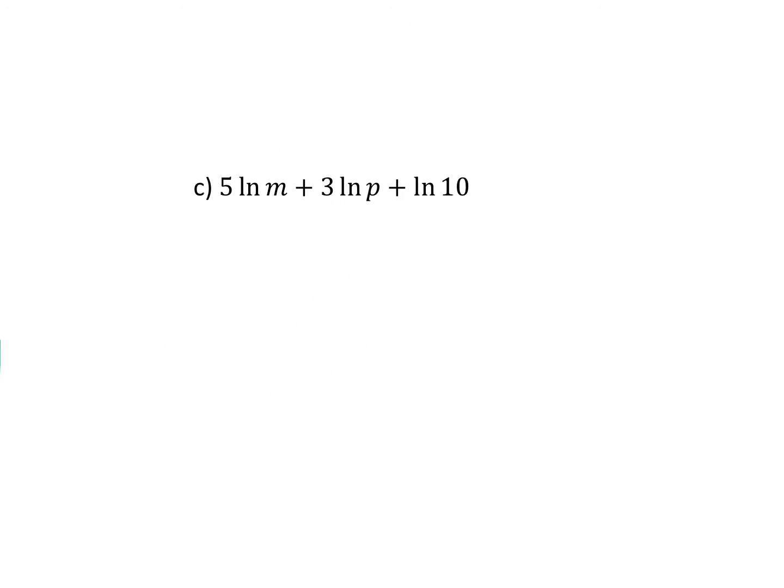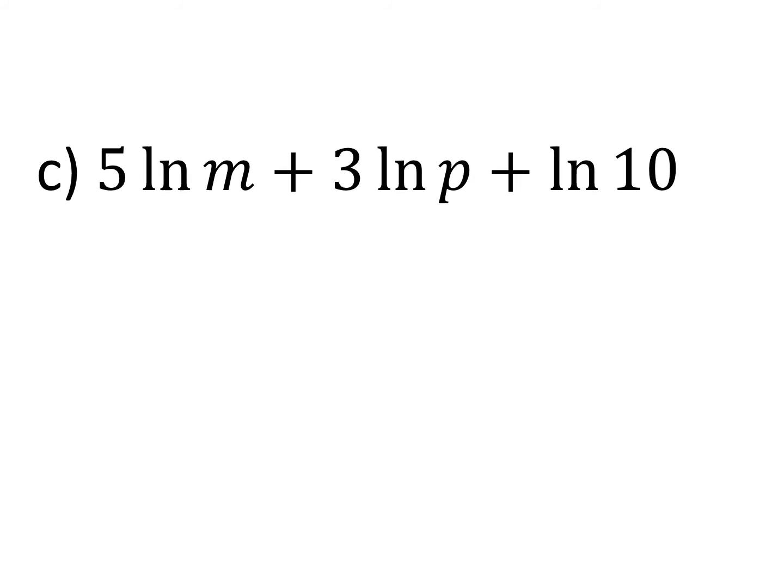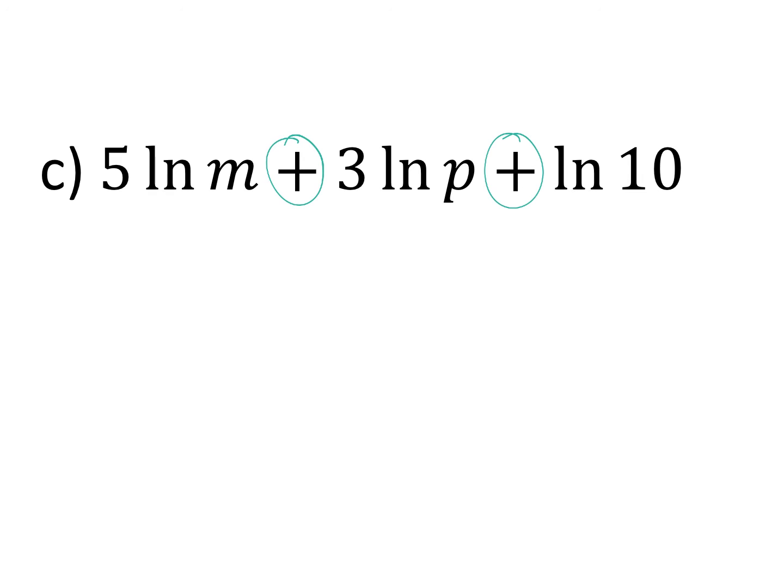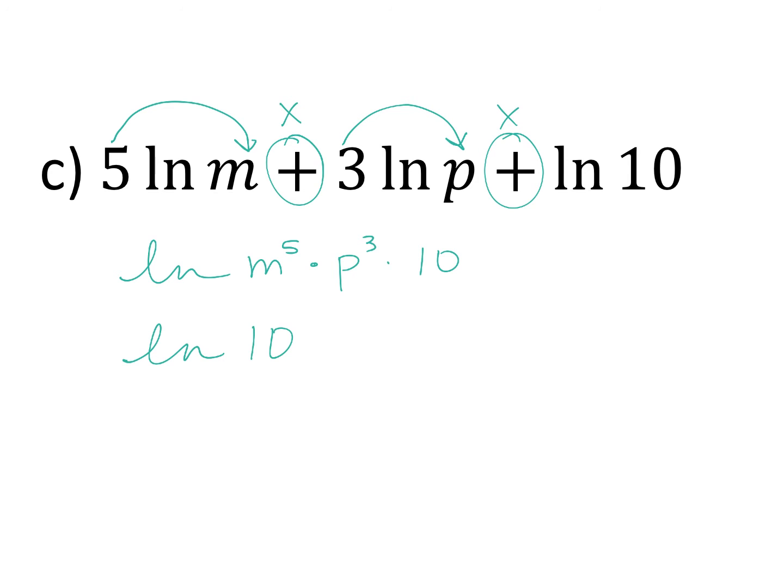This one's got a little more going on, but very doable. What are these additions going to imply? Multiplication. Okay, so this 5 is going to move out front. We're turning it into a single log. So the natural log of m to the 5th times what? p to the third times 10. Okay, now the simplest way to write that, we always put the number out in front. So it's the natural log of 10 m to the fifth p to the third.